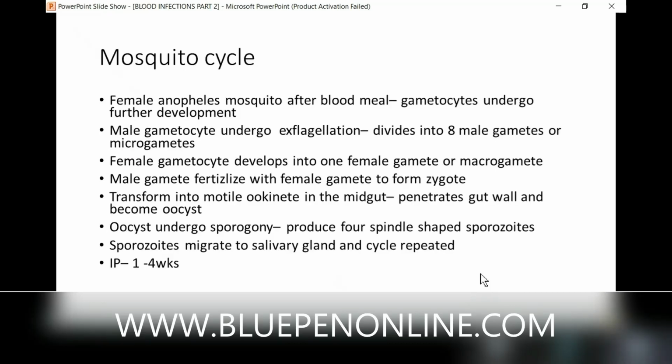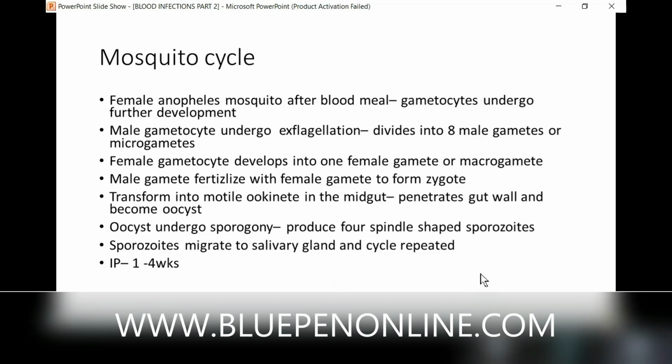In the mosquito cycle, after the blood meal in the female Anopheles mosquito, the gametocyte undergoes further development. The male gametocyte undergoes exflagellation, divides into 8 male gametes or microgametes, while the female gametocyte develops into only a single gamete or macrogamete. Male gametes fertilize the female gamete to form a zygote, which transforms into a motile ookinete in the midgut, penetrates the gut wall and becomes the oocyst. The oocyst undergoes sporogony, producing spindle-shaped sporozoites. The sporozoites migrate to the salivary gland and the cycle is repeated.